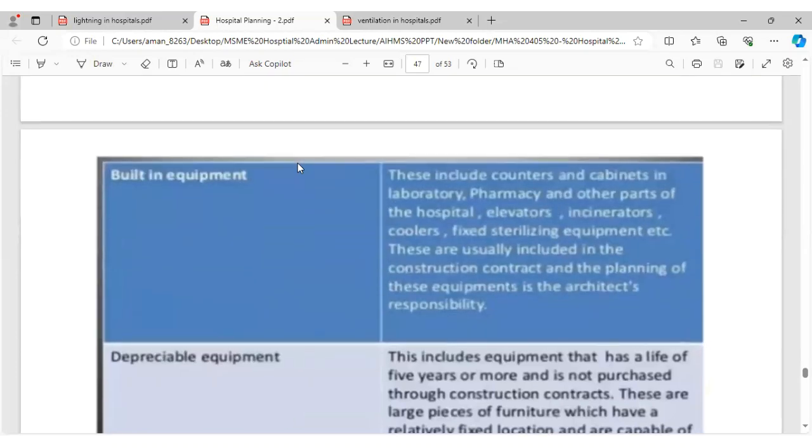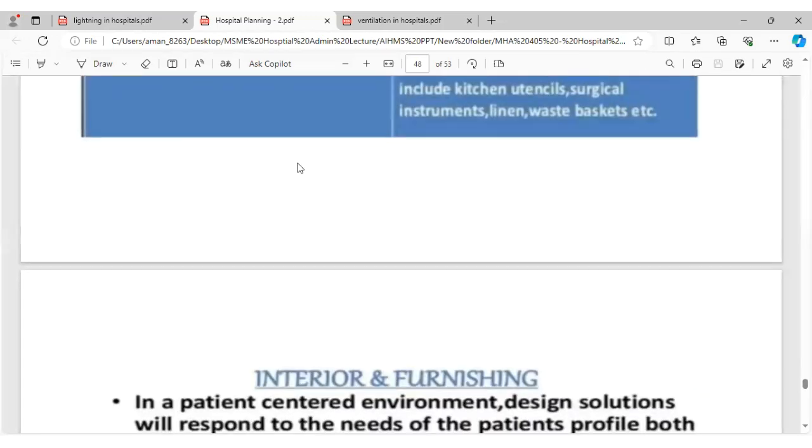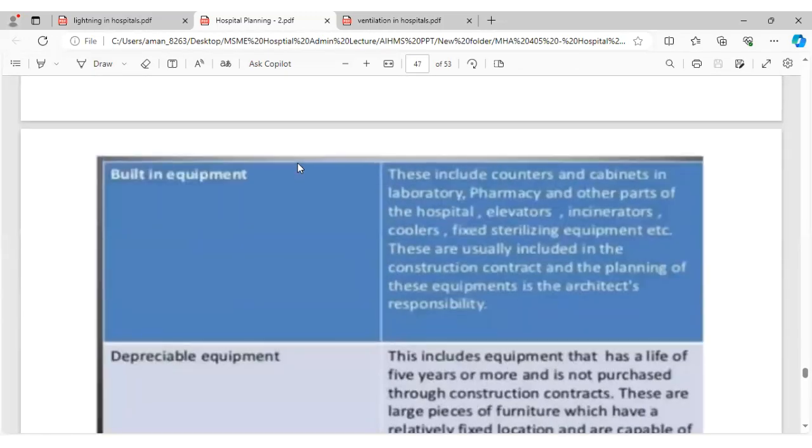So there are three kinds of equipment. Built-in equipment includes counters, cabinets in laboratories, pharmacies, and other parts of the hospital, elevators, incinerators, coolers, fixed sterilizing units, etc. These are usually included in the construction contract, and planning of this equipment is the architect's responsibility.